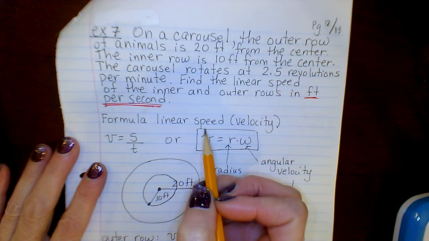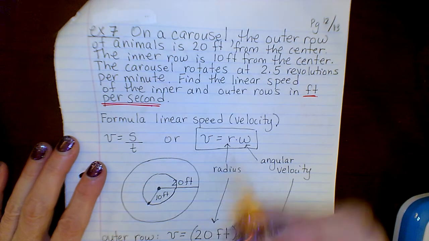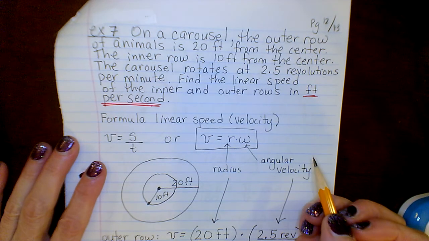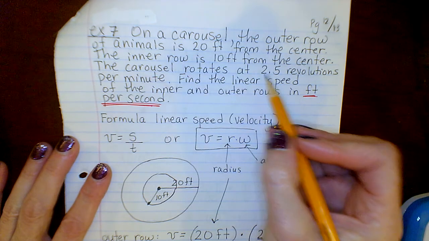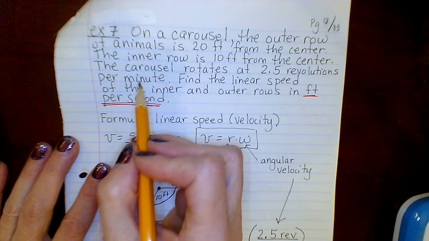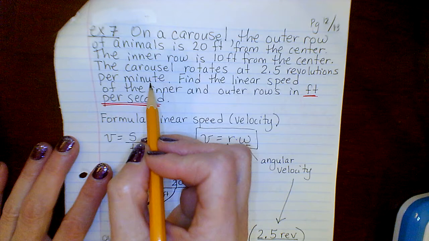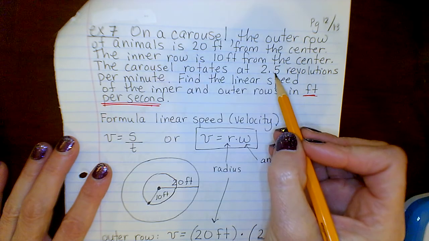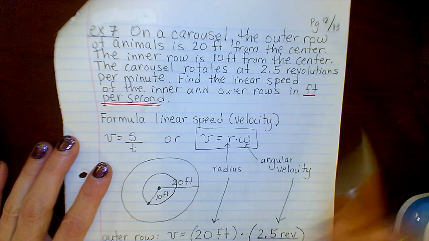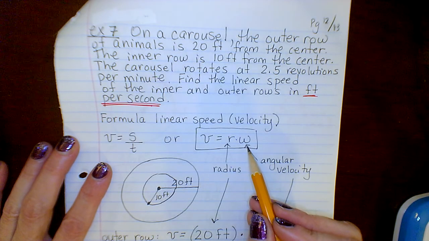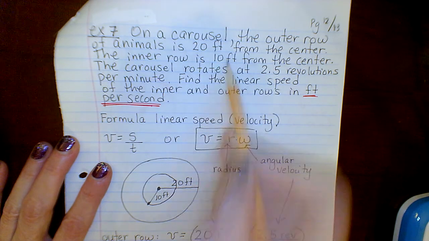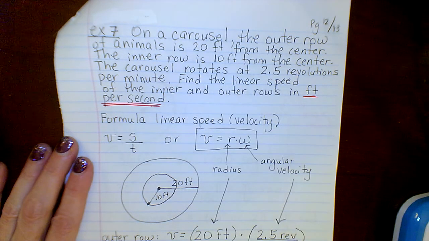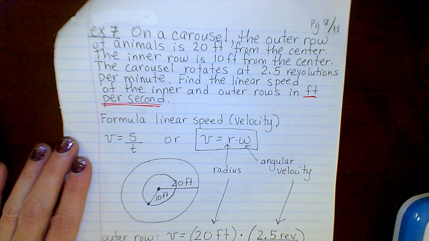So my linear formulas are s over t or rw. How do I know which one to use? Well, it gives me the 2.5 revolutions per minute. Because of that unit, I know that is an angular velocity that I was just given. And I'm given the radius for the inner and the outer. I'm given both of those radii. So I'm going to use this formula. I've got the radius and I've got the angular velocity.